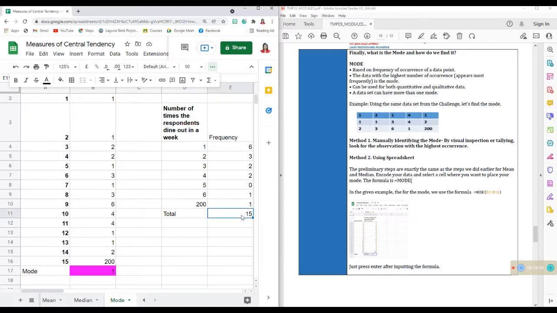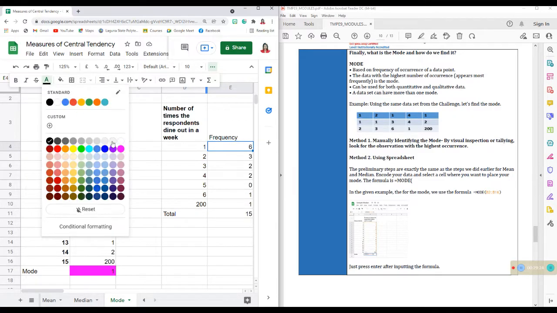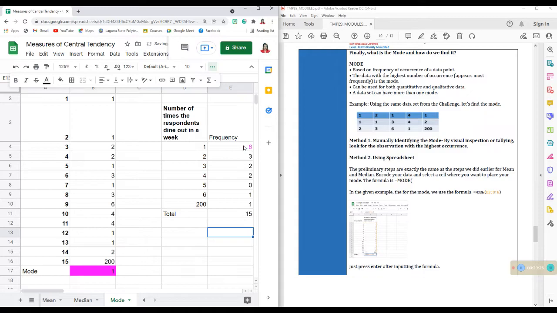So, yung mga magmamanual tallying po, ganito yung gagawin nyo. Gagawa kayo ng frequency distribution table. Tapos, hahanapin nyo kung ano yung pinaka-frequent nag-occur or pinakamataas ang frequency. Gawin natin dito kulay pink. Ayan. So, ito yung may pinaka maraming beses na nag-occur, yung 1. So, the mode is 1.